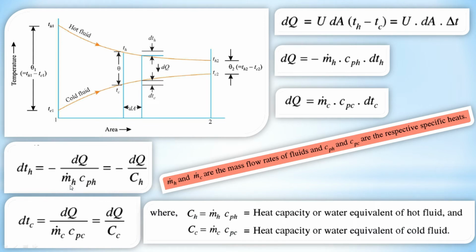Here we are considering the product of mass flow rate into specific heat, which is equal to heat capacity, or we can say water equivalent for hot fluid and cold fluid. So we put m dot h into Cph equal to Ch. Same as for the cold fluid, m dot c into Cpc equal to Cc, the product of mass flow rate and specific heat for cold fluid equal to heat equivalent for cold fluid.